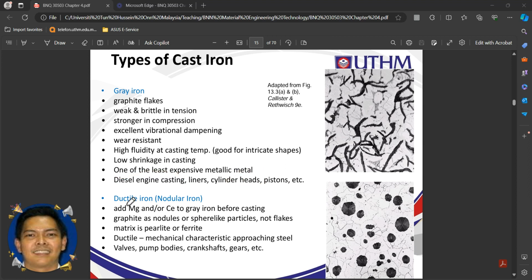automotive parts. Okay, so ductile iron or nodular iron has an addition of magnesium or other agent before casting. So the graphite is a nodular or spheroidal particle, not a flake. The matrix is pearlite or ferrite, so that is quite ductile. The mechanical characteristic is approaching the characteristic of steel. It is used as valves, pump bodies, crankshafts, gears, and etc.